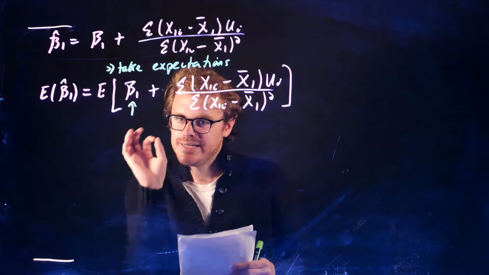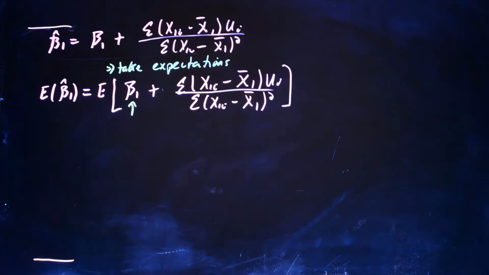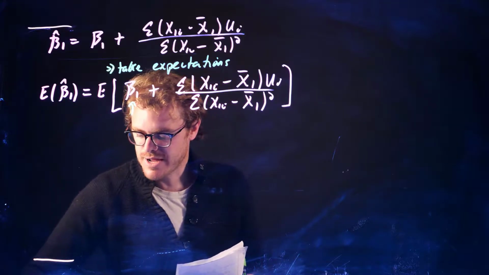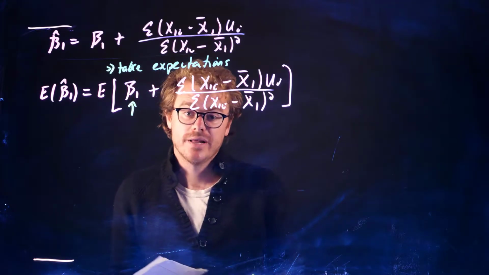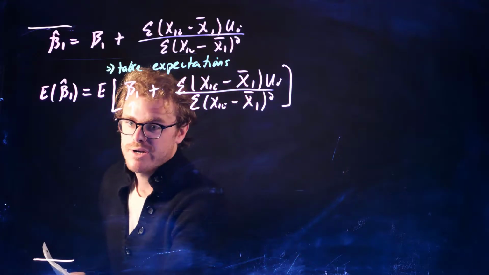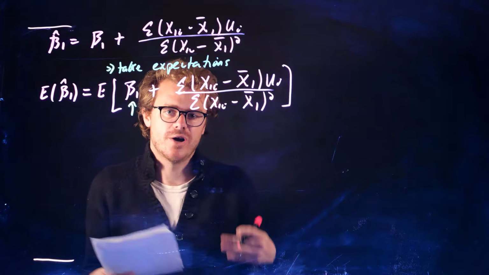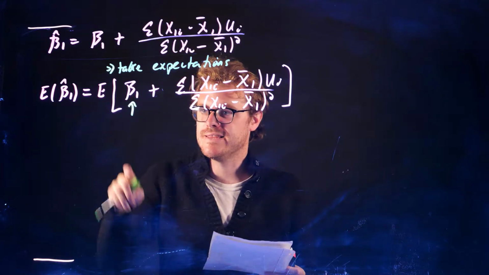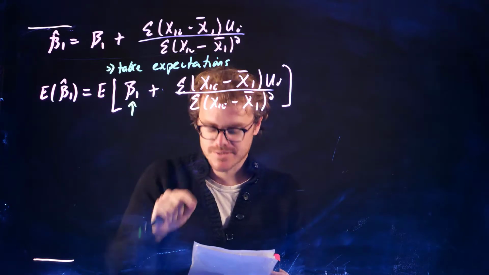So this beta 1 is the true value. It's not a random variable, right? It's just a constant. It is what it is. We're trying to learn about that, but it is an actual number. It is the effect of education on wages. That is a number. It's not a random variable. So we're going to be able to take the expectations through this.